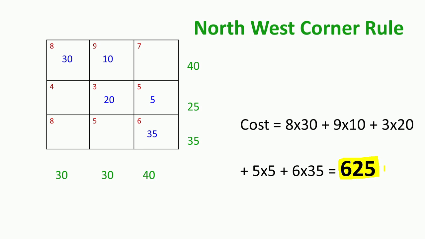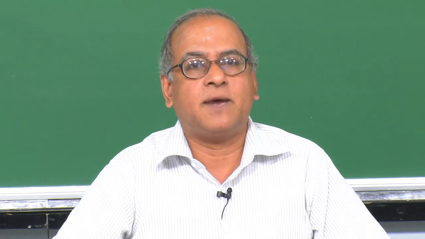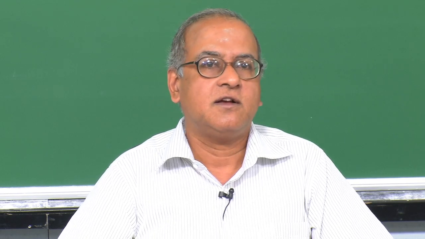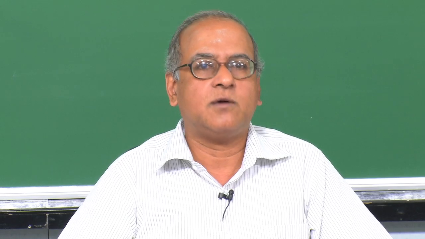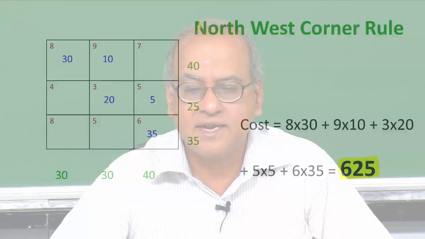Now, at the moment we do not know whether 625 is the best or is there something better than 625, but nevertheless we have a solution which is going to cost us 625, and if we implement this solution, we can meet all the requirements or demands in the 3 demand positions. Now, this method which gives us a solution, we are going to call this solution a starting solution. This method is called the northwest corner rule, as indicated here.